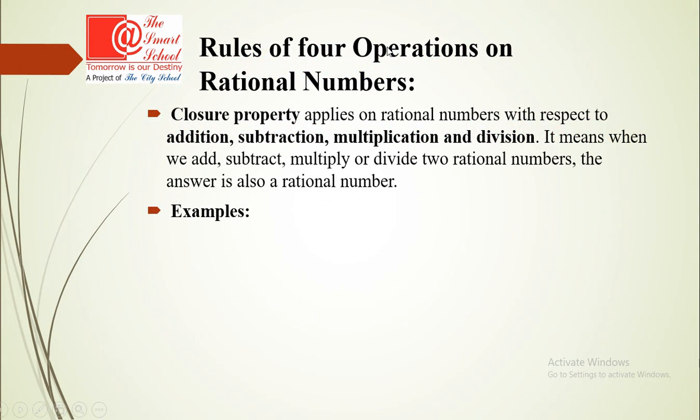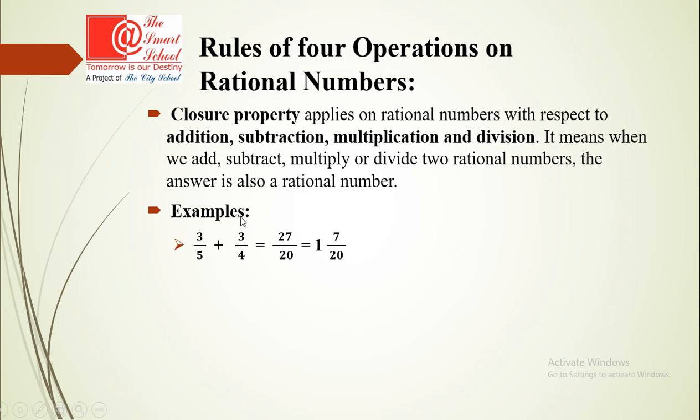Now, rules of 4 operations on rational numbers. Closure property. You people have done closure property in previous year, but you were doing it with natural numbers. Today, you will apply these in rational numbers. With respect to addition, subtraction, multiplication and division, it means when we add, subtract, multiply or divide two rational numbers, the answer is also a rational number.